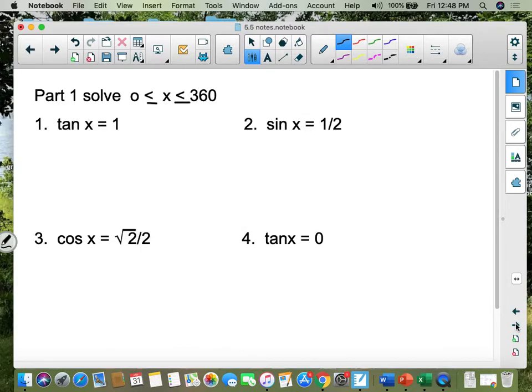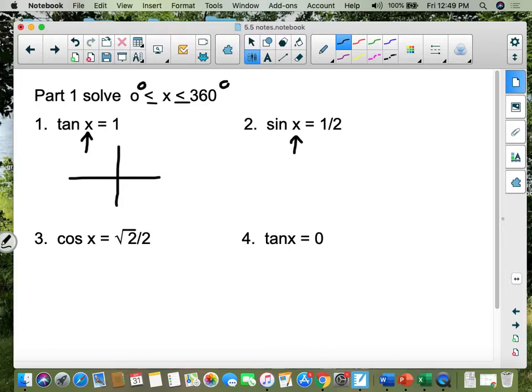Number one, solve from 0 degrees to 360 degrees. You're trying to solve for x, for the degrees. They give you the ratio, the answer, like you had on the test. We have to come up with the degrees. The tangent of how many degrees will give you 1? The sine of how many degrees will give you 1/2? So you draw yourself a picture, just like you did on the last test.